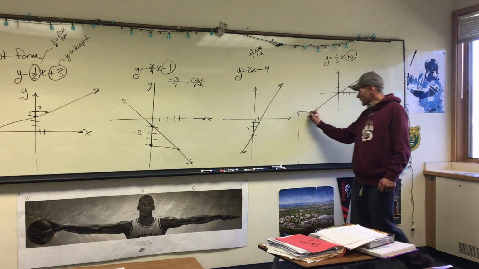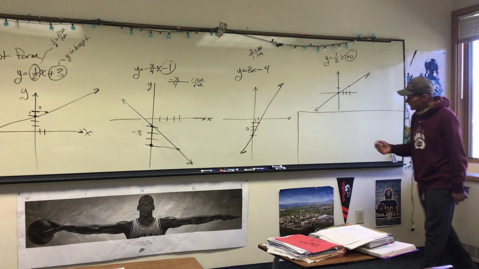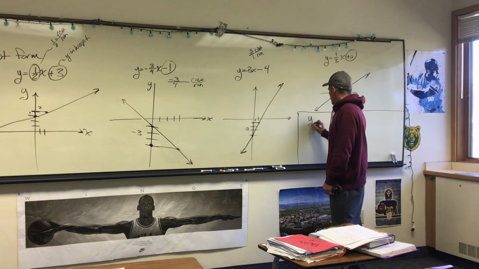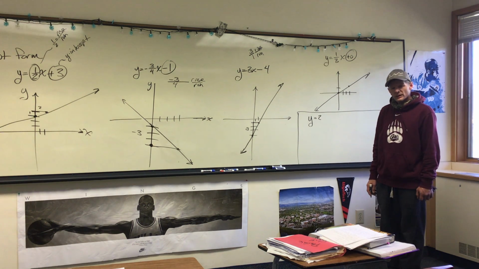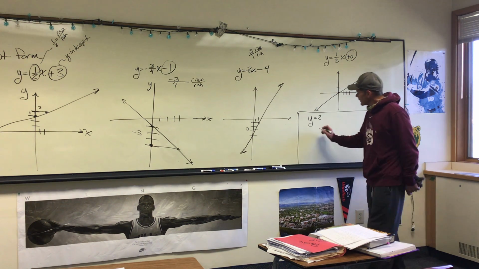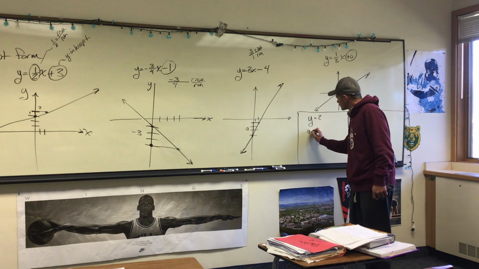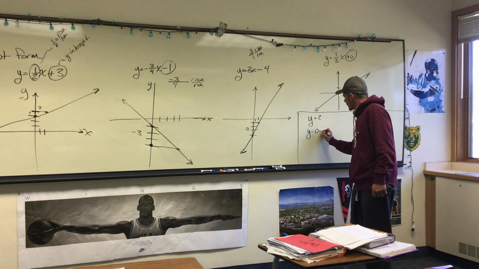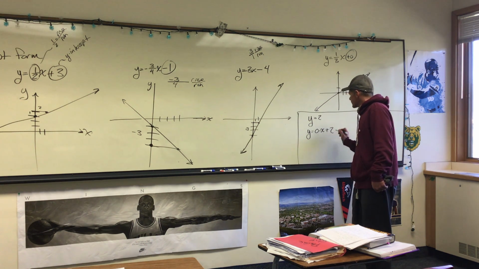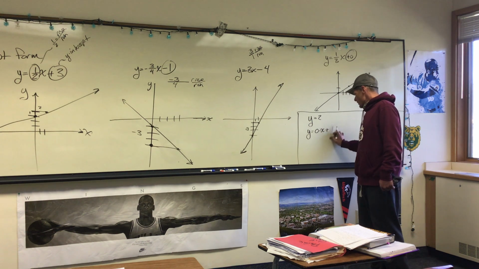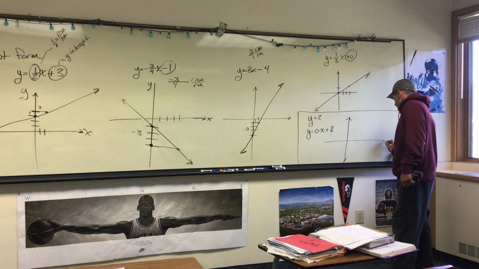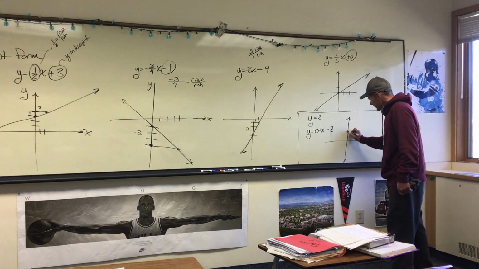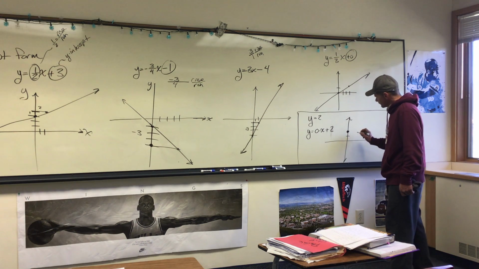Here's another terribly sneaky one. Sometimes they might say this, y equal to 2. That doesn't look like slope-intercept form, but it does if I write it like this, 0 times x plus 2. And now we can look at the y-intercept and say, okay, this thing crosses the y-axis right here at 2.